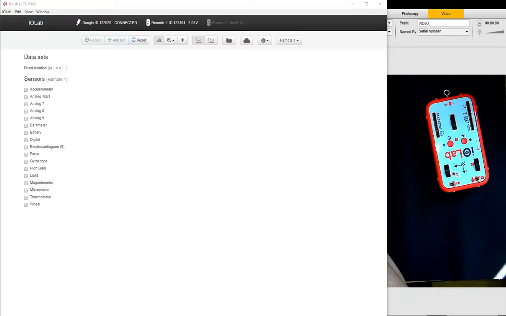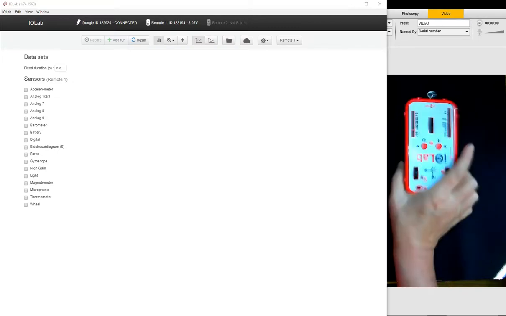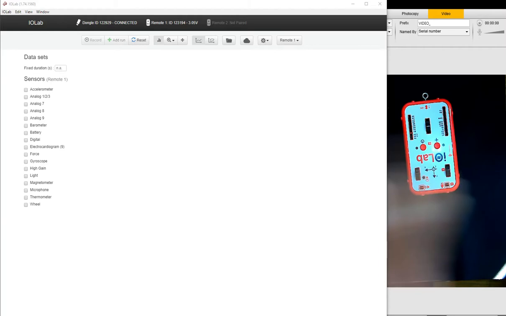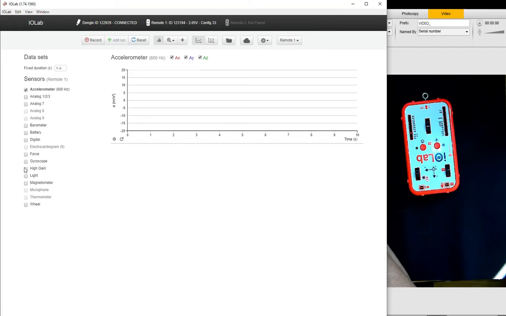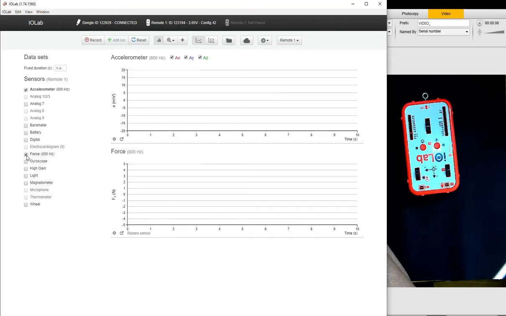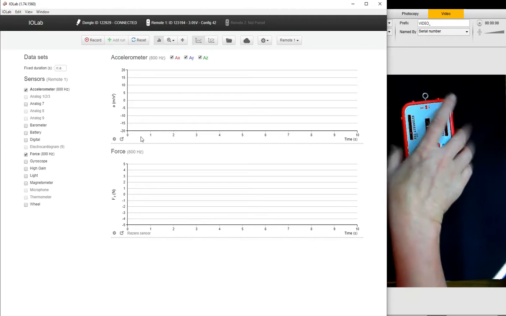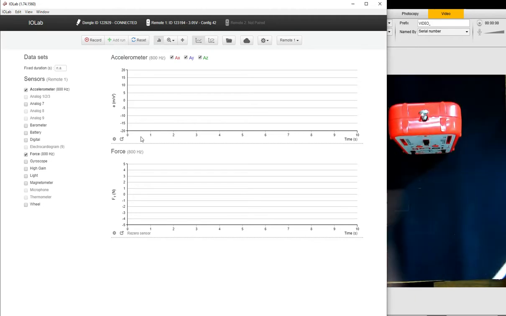Okay, I'm getting ready to determine the mass of my little device here. We want to note that it's on, and I'm going to check my accelerometer and my force sensor. We're going to start with the device sitting on the ground like this, and I'm going to hit record.